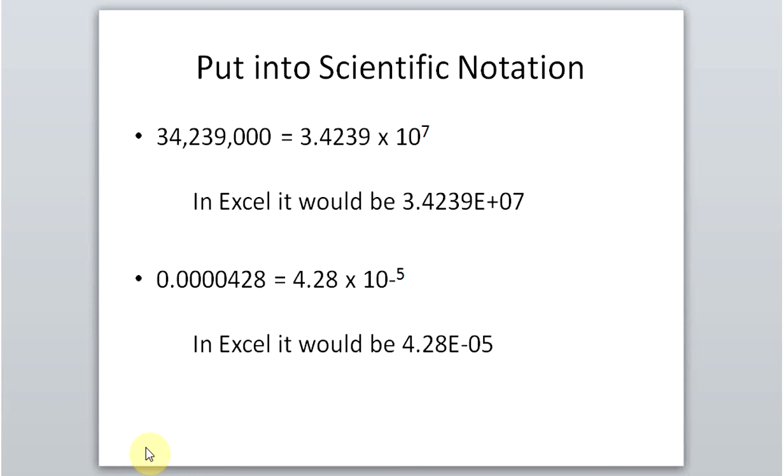So a positive exponent means it's a big number. A negative exponent means it's small. And again, in Excel, it would be 4.28 capital E to the negative 5 to indicate that we had to scooch that decimal 5 places to the left to indicate that it's a very, very small number.